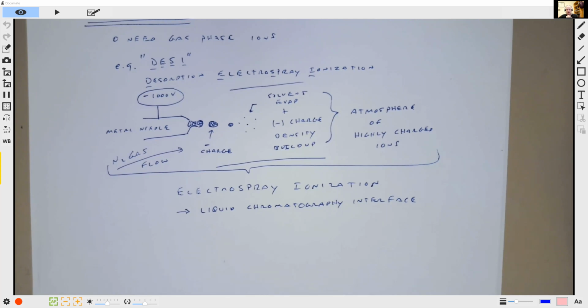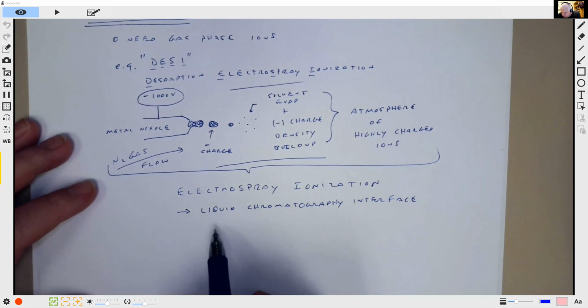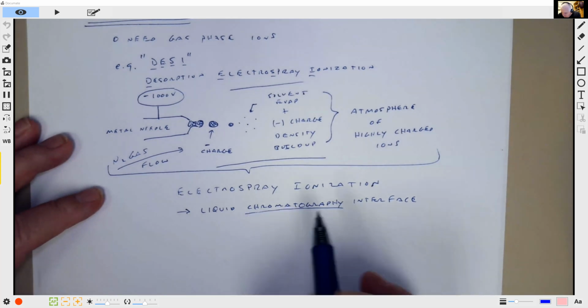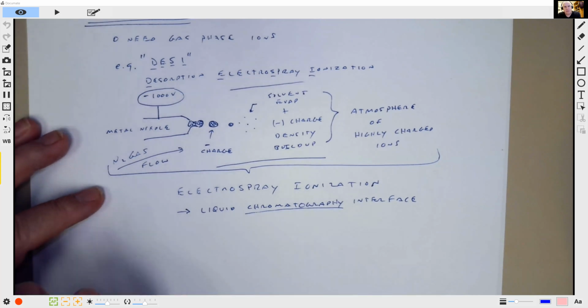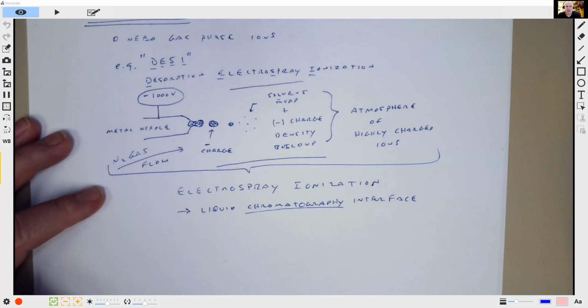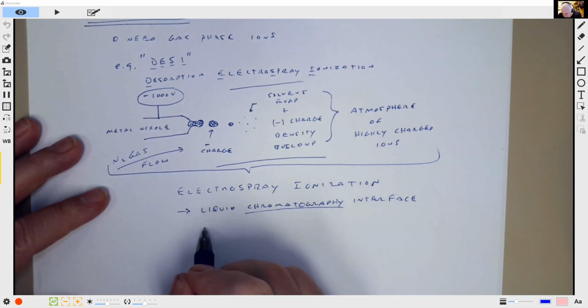biasing your needle more and more negatively. For the purpose of chromatography, you usually need to add formic acid or some other small... I don't know why they use formic acid. You have to add a buffer. You have to add a buffer of ions. So typically a formate buffer is added.